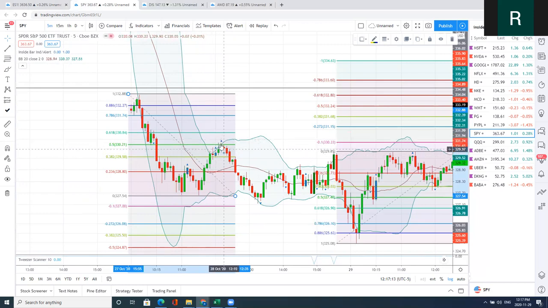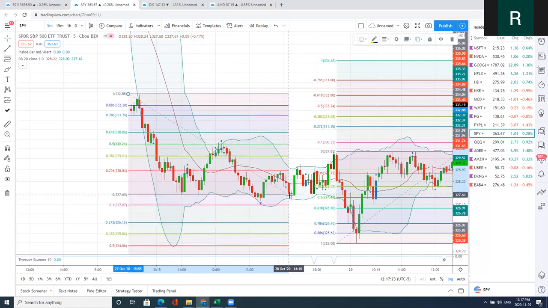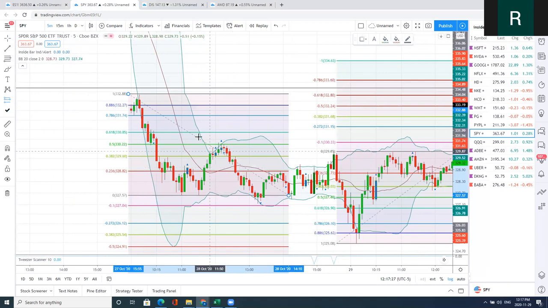We have an inside bar and then another inside bar. So we could clearly see at the 50, there's a lot of rejection. There's a lot of indecision, right? So how would we play that position? We could do the same thing. So we can go here short.